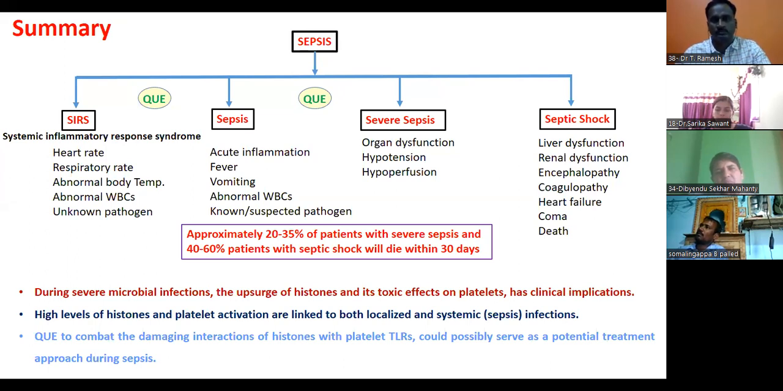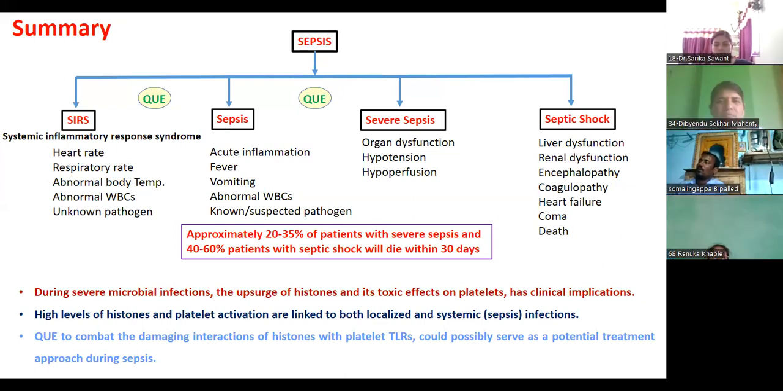With this, I can conclude that during severe microbial infection, the upsurge of histones and its toxic effects on platelets has clinical implications. High levels of histones and platelet activation are linked to both localized and systemic infections in sepsis. Quercetin, to combat the damaging interaction of histones with platelet toll-like receptors, could possibly serve as a potential treatment approach during sepsis.